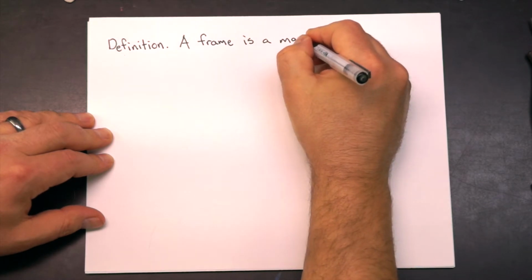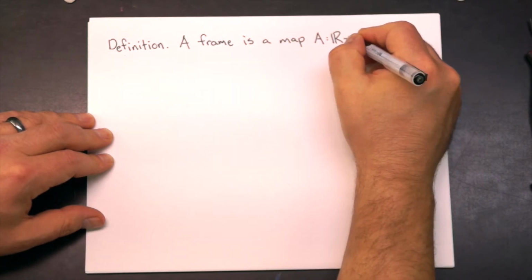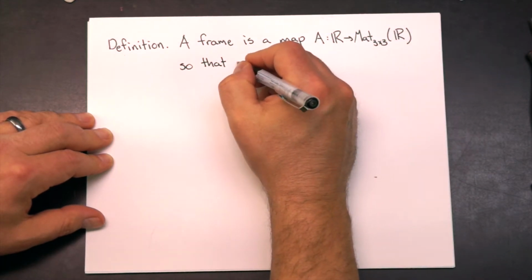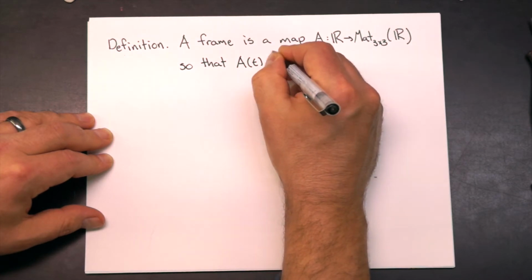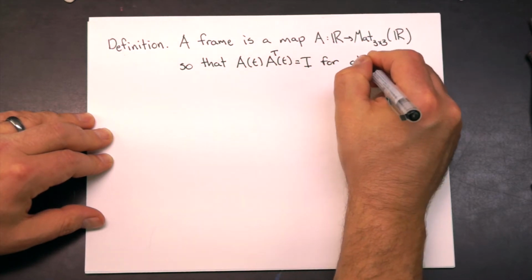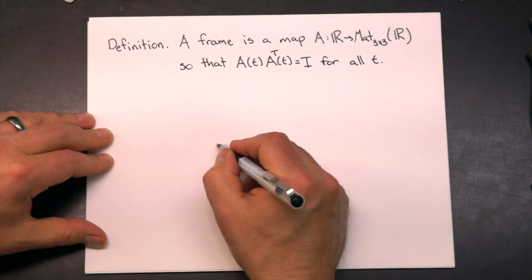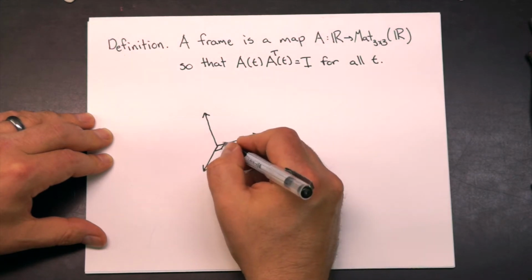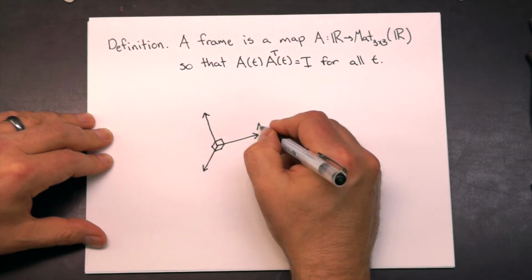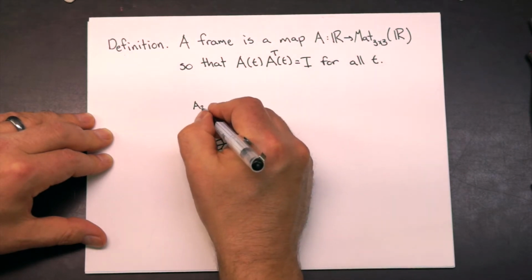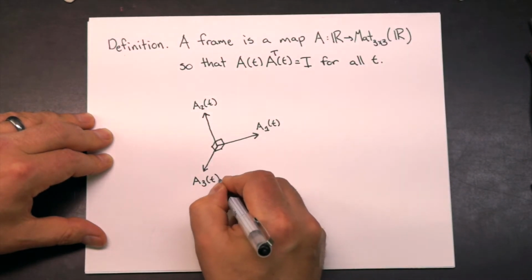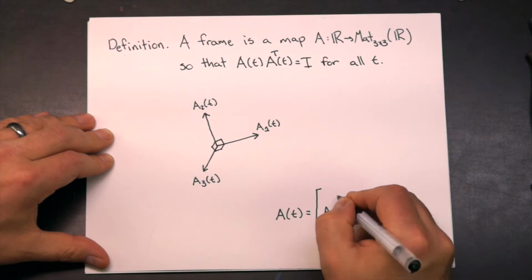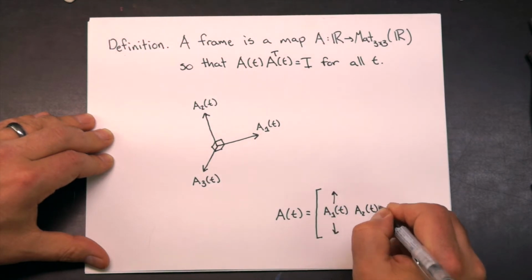A frame is a map from the parameter space R to 3x3 matrices, so that at each time the matrix is orthogonal. The matrix times its transpose is the identity matrix. The three columns of the frame matrix define an orthonormal basis, A1, A2, A3, where the three vectors are given by the columns of the 3x3 matrix.